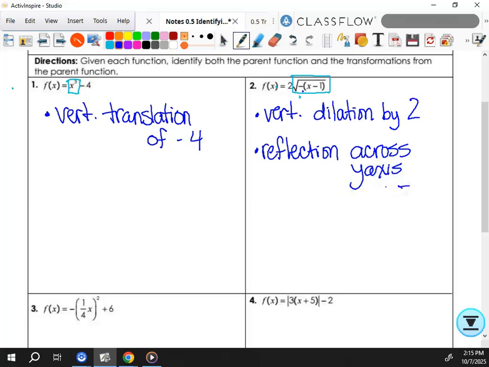All right. Then I come to this one here, and that affects x, right? Because it's inside. So that makes it horizontal, and it's a horizontal what? Translation of what? 1, because x is a liar. So it's a positive 1. Okay, we good on that? Yes? All right, let's look at the next one.